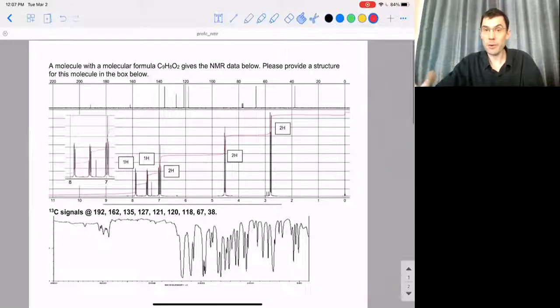In this video, what we're going to do is go over an NMR interpretation problem for the molecule shown here, or at least the experimental data shown here. I guess it's our job to come up with the molecule.